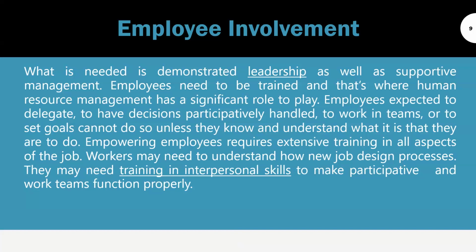Employees expected to delegate, to have decisions participatively handled, to work in teams, or set goals cannot do so unless they know and understand what it is that they are to do. Empowering employees requires extensive training in all aspects of the job. How can you empower someone to make something if he or she was not trained on that thing? It's like you're pushing someone in a pool and that someone does not know how to swim. What will happen to that person? It's either that person will survive or that person will die. Why will that person survive? Because they won't just die, of course.